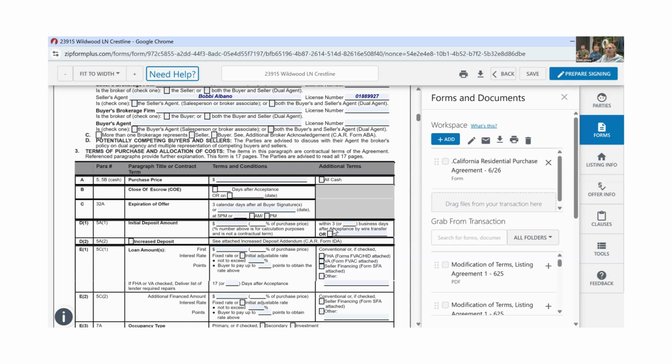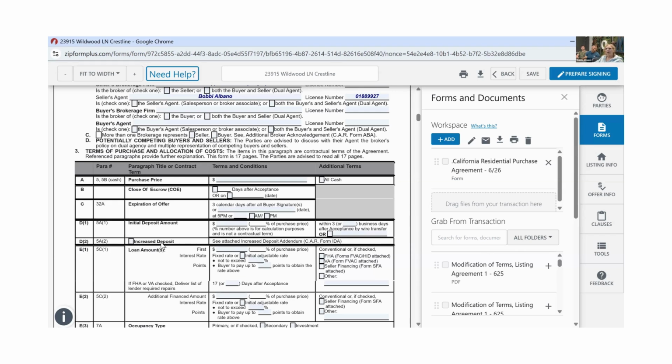And if you don't put anything here, this defaults to within 3 business days after acceptance by wire transfer. That's what you're saying. So unless you change something, you're already agreeing to within 3 business days after acceptance by wire transfer.